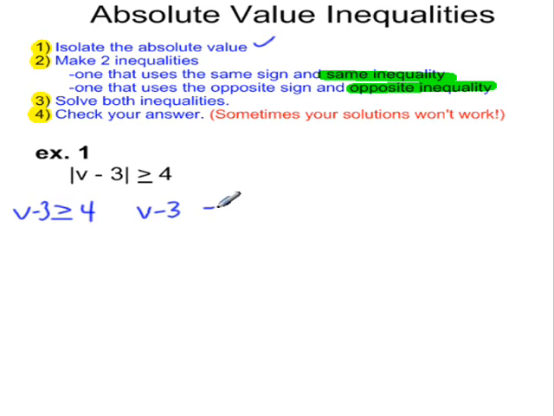So we're going to use negative 4. And this time we're also using the opposite inequality. We're going to have to flip that around. That's going to turn into less than or equal to. So that takes care of step number 2. Now it's time for number 3, solving both of them. Let's add 3 on both sides.